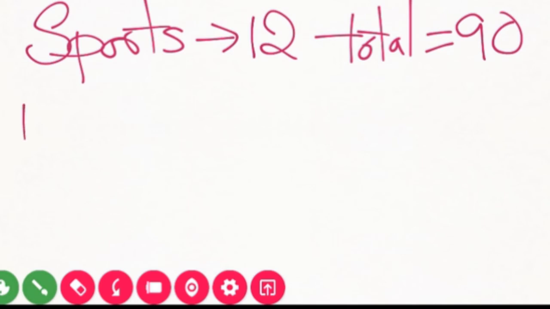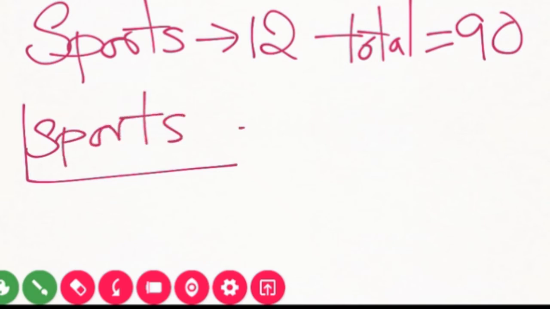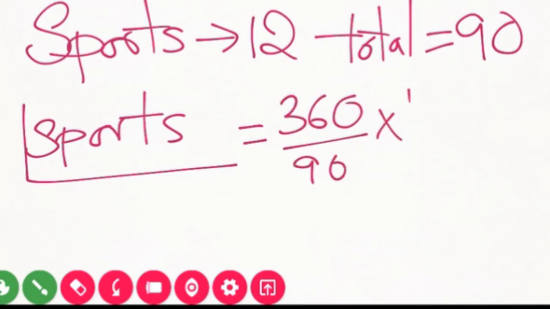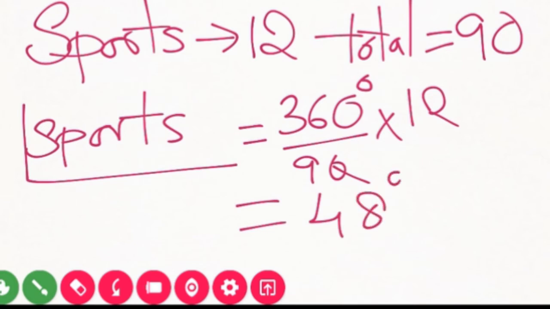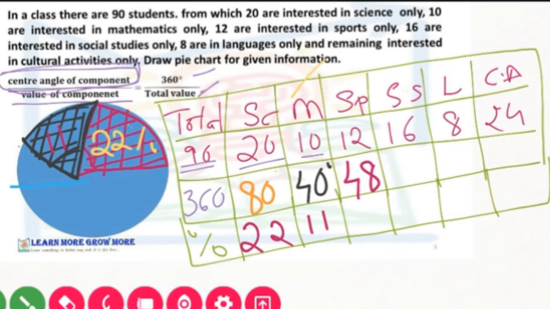Then the angle corresponding to sports persons is equal to 360 divided by 90 into 12. That is equal to, I am going to write directly here, 48 degrees. This 48 degrees corresponds to those who are interested in sports. And this angle will be somewhat like this.